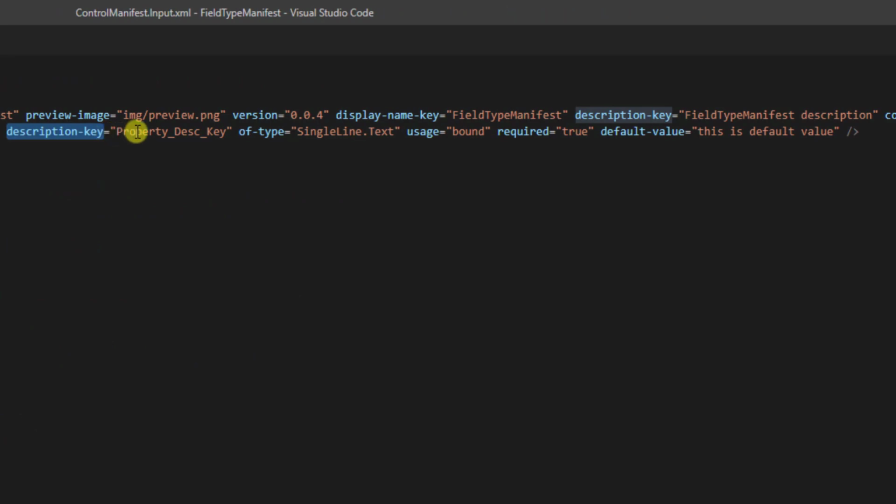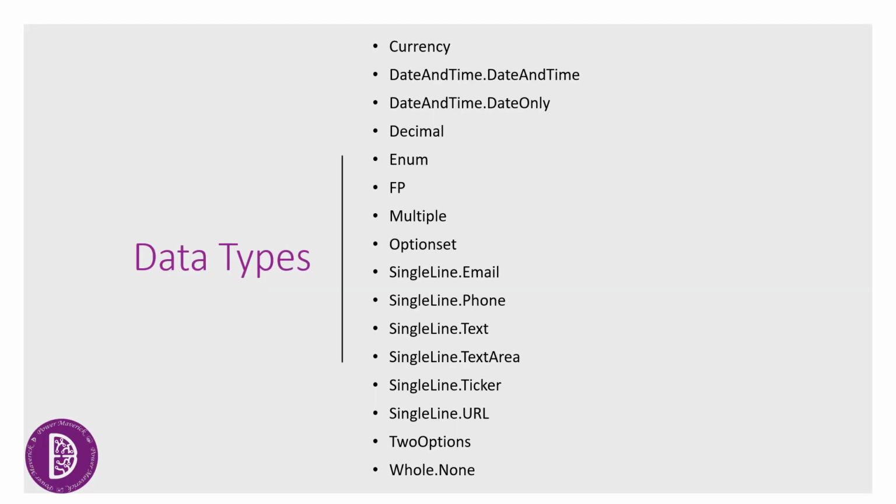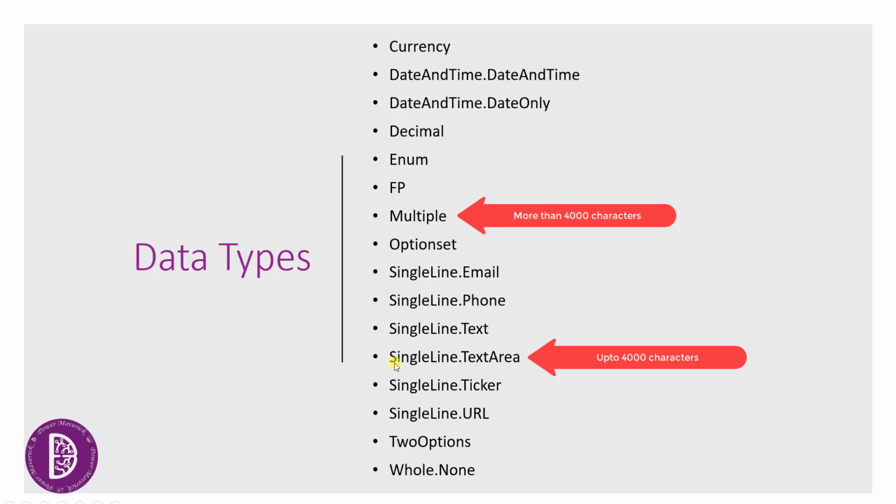Followed by the description key is the of-type attribute. Of type will contain the data type that the particular property will support. There are several different data types that are available for you to use, and you can define what this property's data type would be. Following are the data types that you can use today to create your custom controls. As you can see, there's something called multiple and also single line text area. The difference between the single line text area and multiple is that the text area only allows up to 4,000 characters. So if you want to capture anything more than 4,000 characters, then the best way to capture that data would be using the multiple data type.